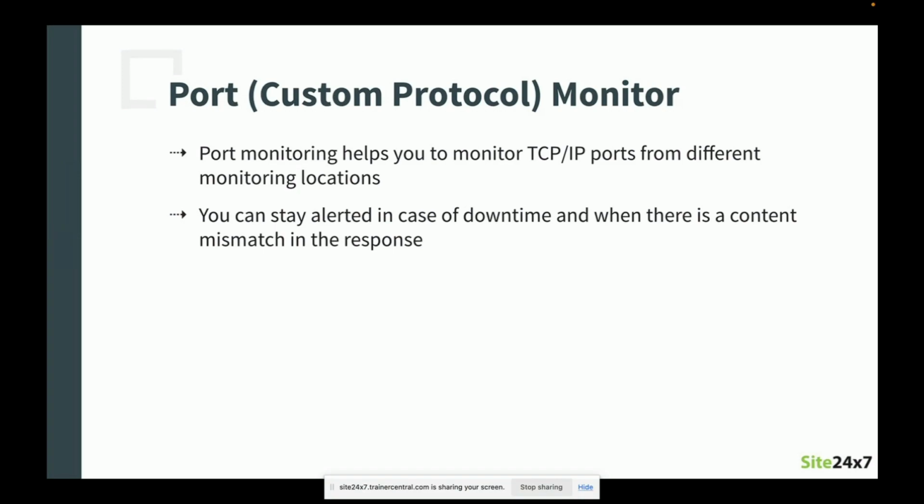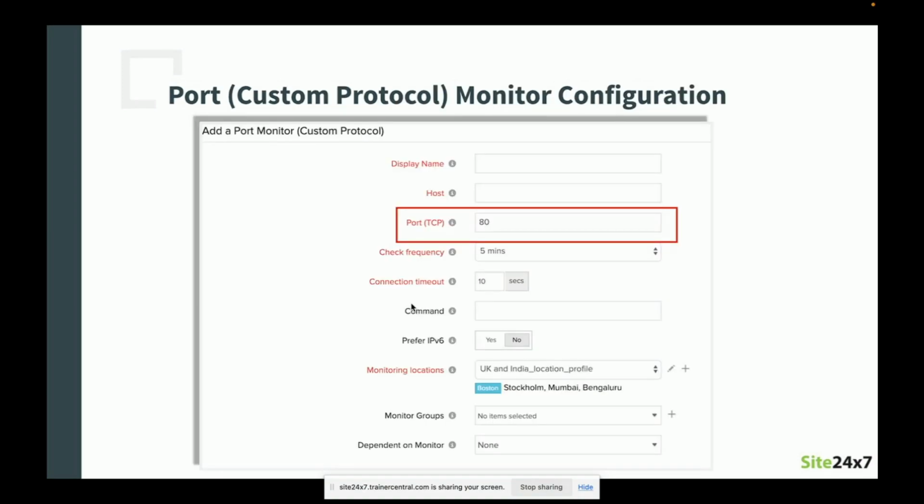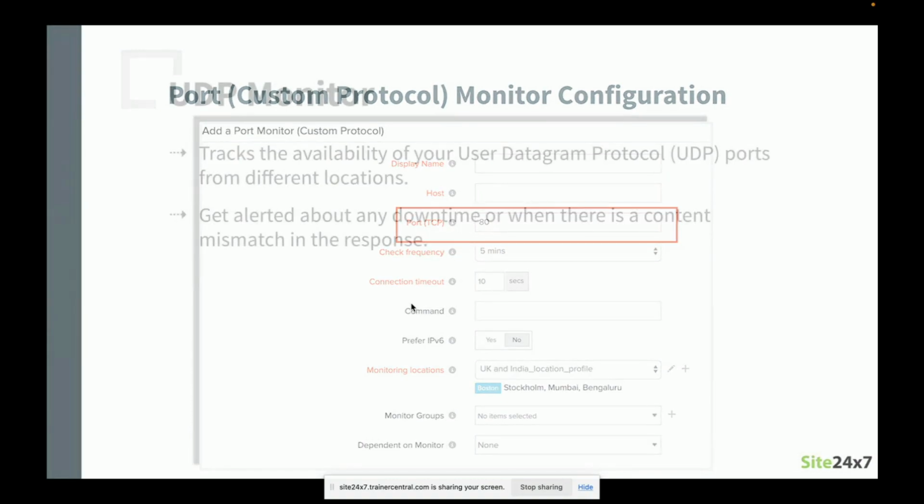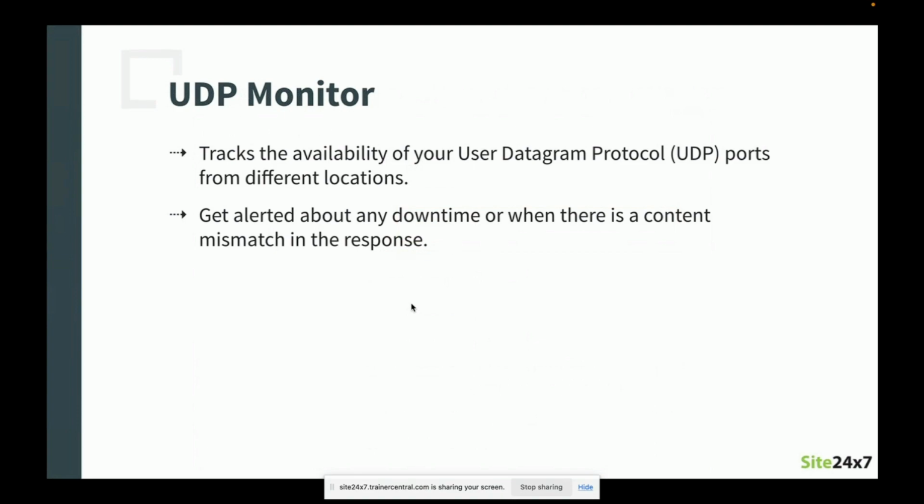This is the port monitor add page where you get to add the port, select the check frequency, like how frequently you want the port to be checked and from which locations, and you can receive alerts based on that when there is a downtime. And we also have UDP monitor to check the availability of your UDP ports. You can receive alerts when there is a downtime or when there is a content mismatch in the response.